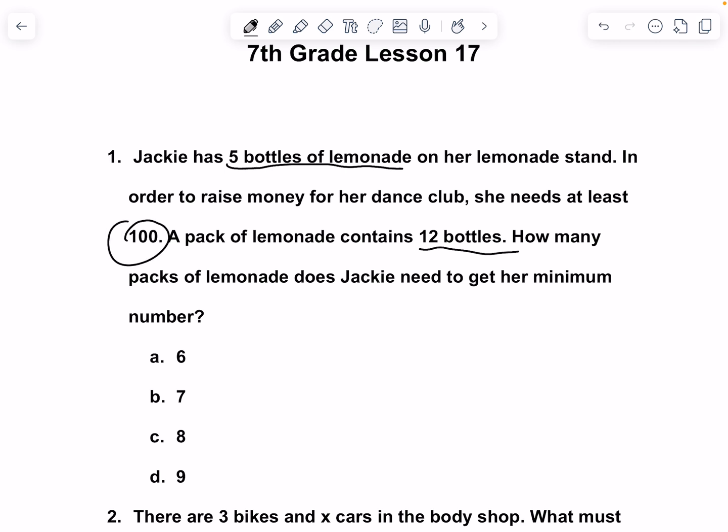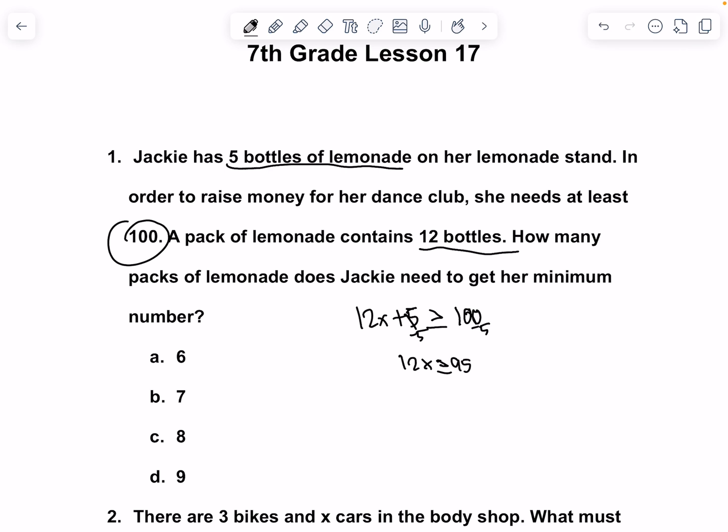So we know a pack of lemonade contains 12 bottles, so that could be 12x, x for the number of packs. And we already know she already has 5, so we add 5 on top of the 12x. And it says she needs at least 100 bottles. So, over 100 or equal to 100. So this would be our equation. We'll subtract 5 on both sides. 12x greater than or equal to 95.